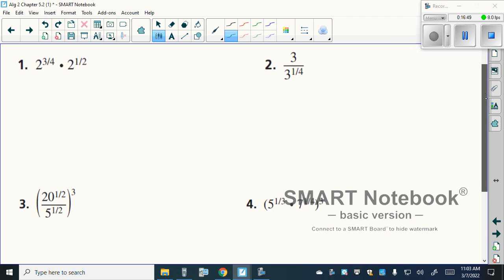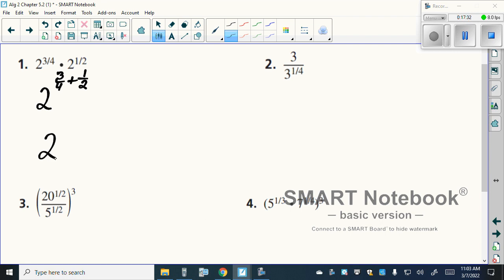All right. Let's look at the next one. We have 2 to the 3/4 times 2 to the 1/2. What can we do for this here? What would this be? We'd have 2 to the what? Right, we would add them together. So we would be adding the 3/4 plus 1/2. We wouldn't be adding the 2's because when we multiply like bases, we add the exponents. So we'd be doing 3/4 plus 1/2.